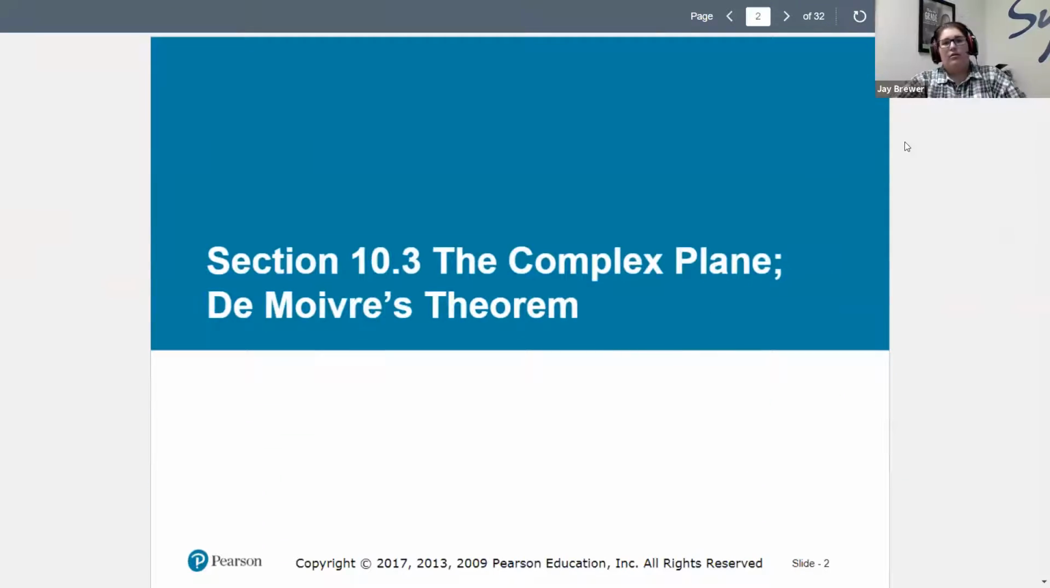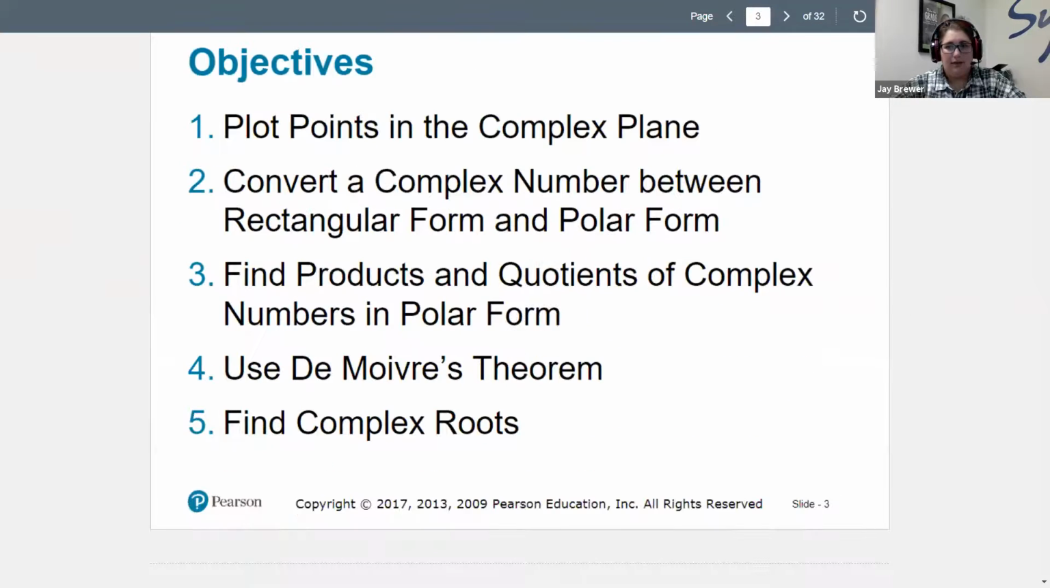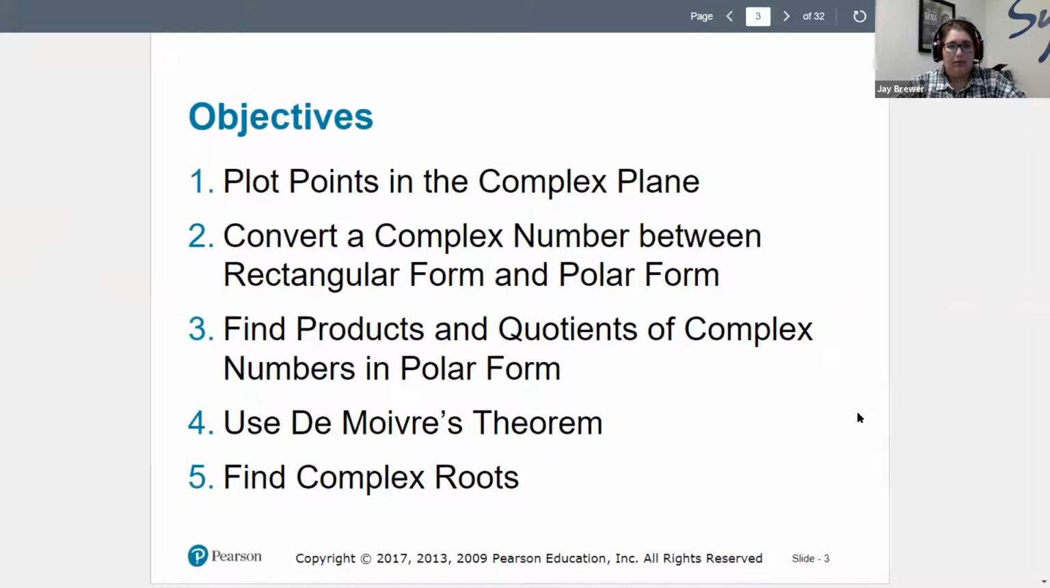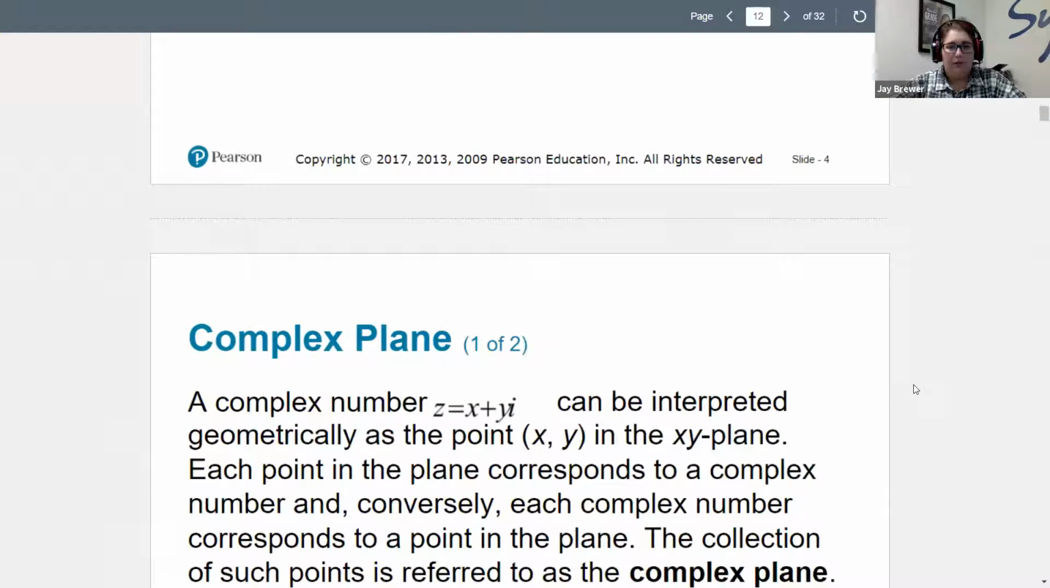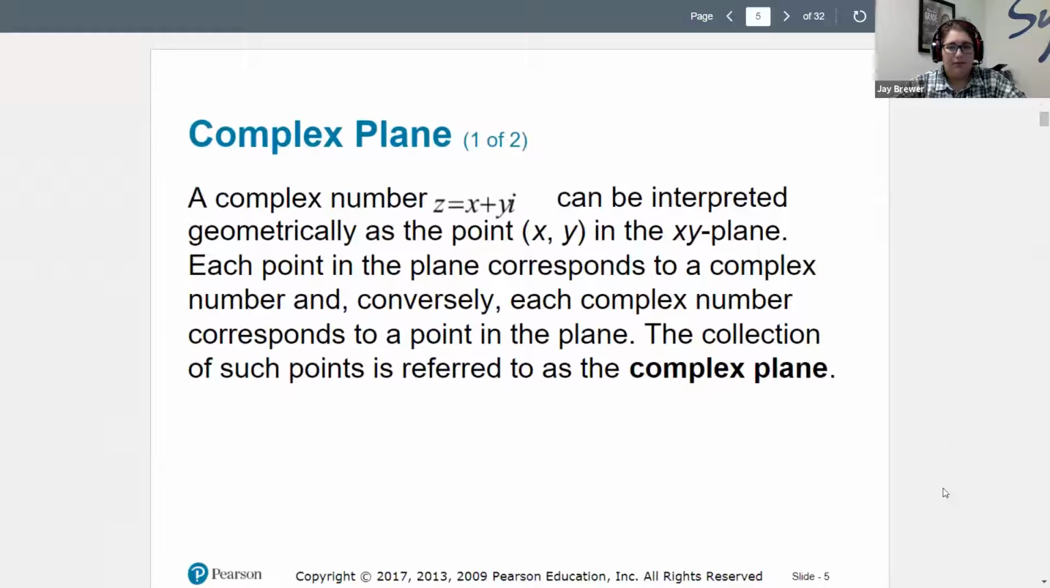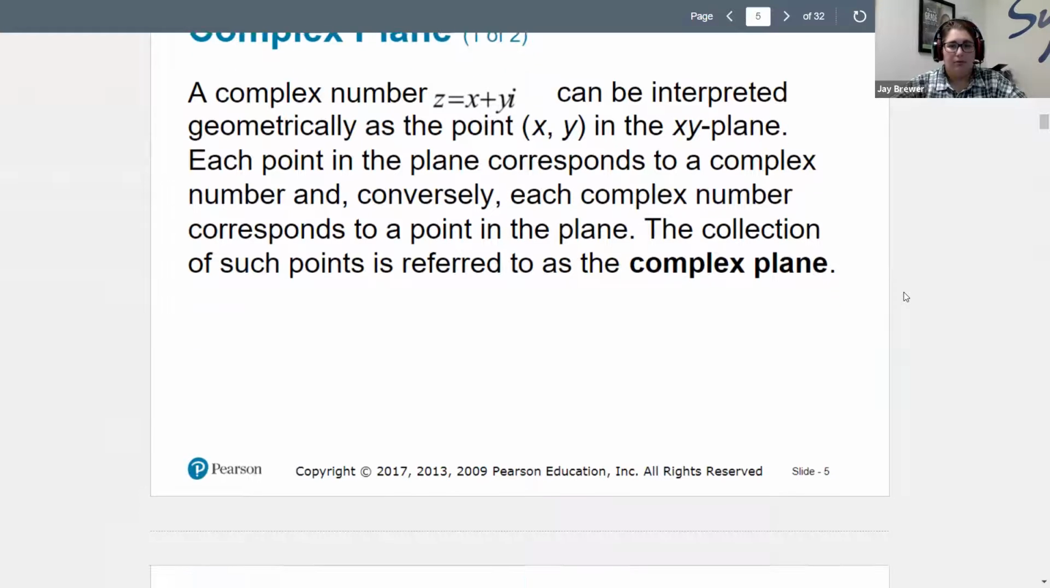All right. So section 10.3 is the complex plane and de Moivre's theorem. Apparently, math has decided I should just have to do some really great pronunciations today. So you can take a quick look at your objectives. So the complex plane, much like you guys probably could have guessed, is dealing with complex numbers. Essentially, x is just x, and then y is your imaginary number component.